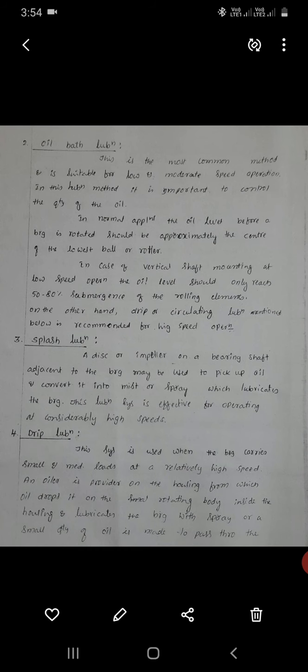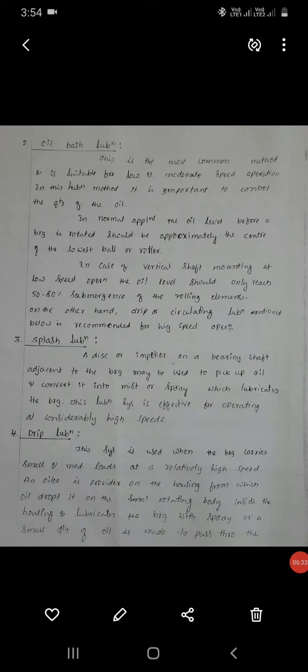Third one is splash lubrication. A device such as a slinger or damper on a shaft adjacent to the bearing must be used to pick up oil and convert it to mist or spray, which lubricates the bearing. This lubrication system is effective for operation at high speeds.